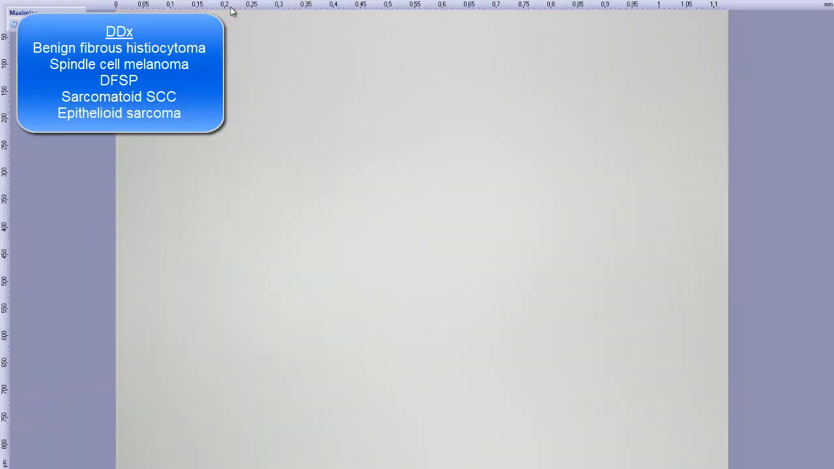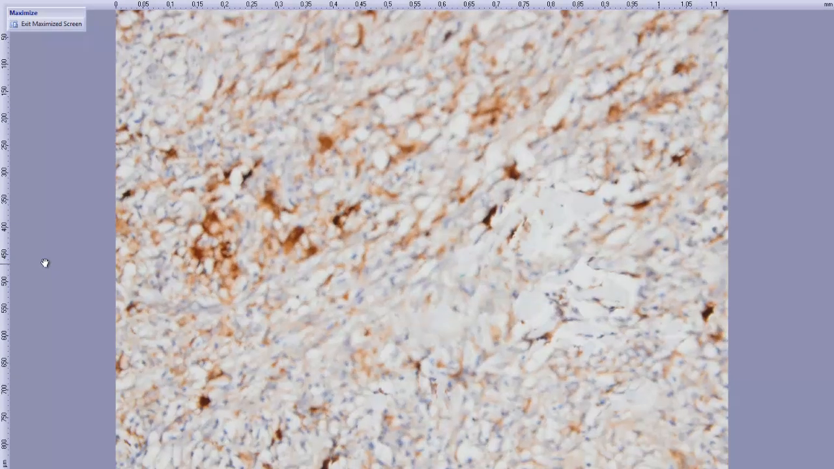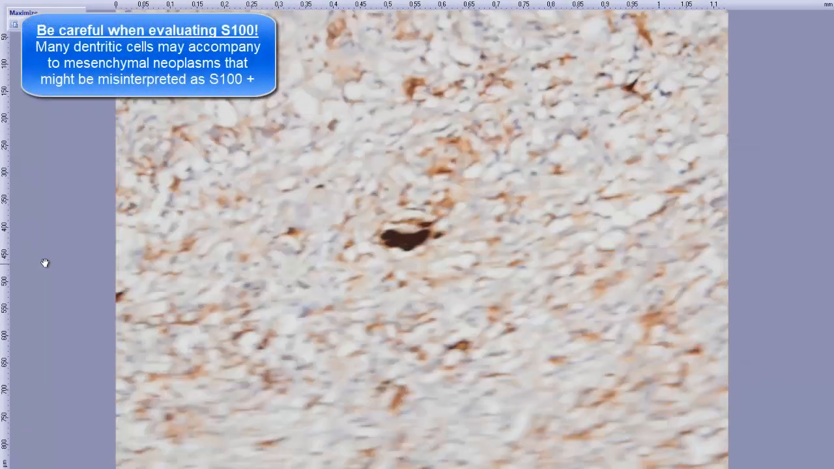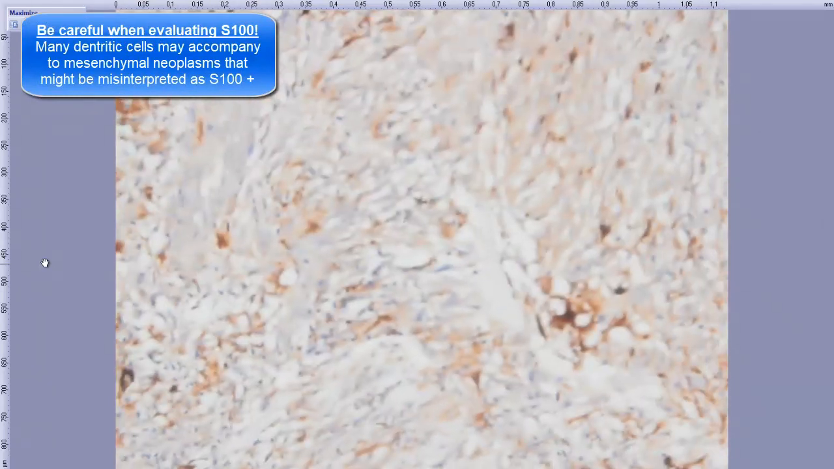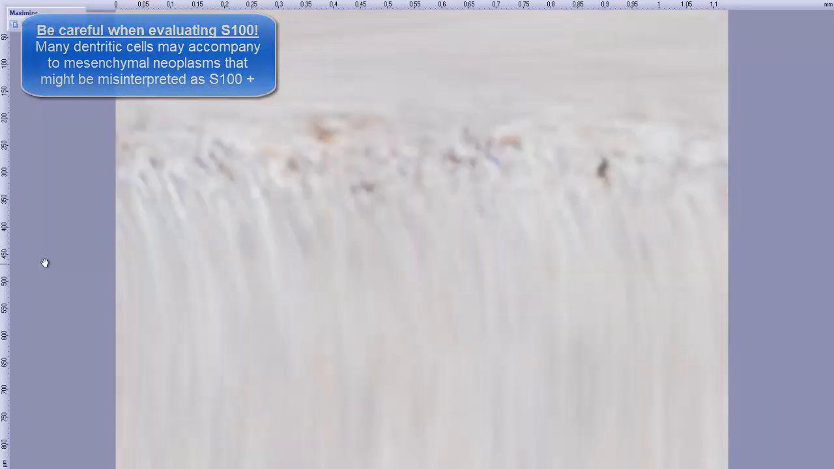We did some stains, and of course spindle cell melanoma may look like this, but here this is S100 staining, and this is negative, and the stained cells seem to be the accompanying dendritic cells. And CD34 is negative.